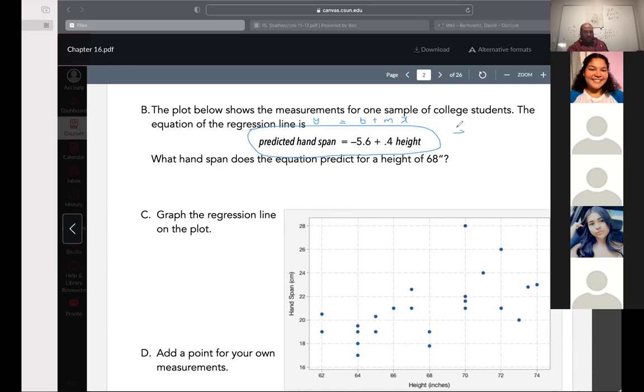What's the slope for this best fit line? 0.4. 0.4 what, by the way? What are the units of the slope? Centimeters. It's not centimeters, but good guess.